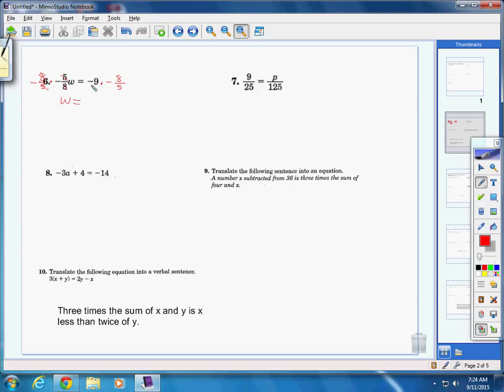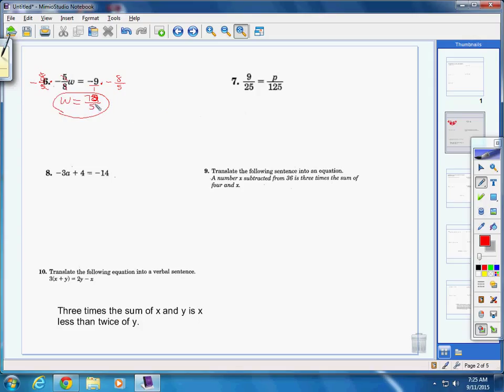And on the right side, you can pretend that this is -9/1. You have a negative times a negative is a positive, and you're going to get 72 over 5. And you cannot reduce this any further. We don't need to write it as a mixed number. That right there is perfect.